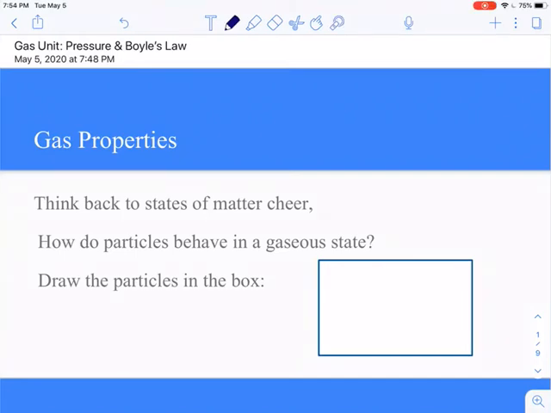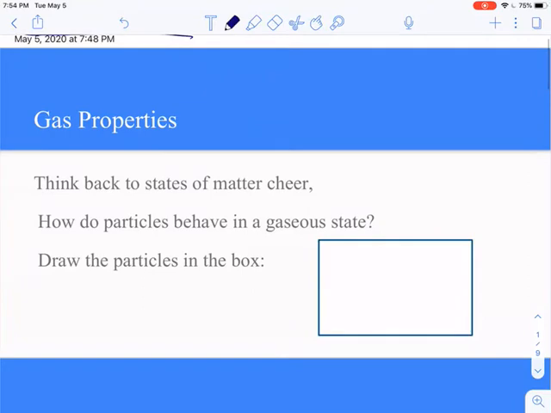Hello, scholars. Today we are starting a new unit, which will be all about gas. Specifically, today we're going to talk about pressure and Boyle's law. So please take out a sheet of paper and a pencil, and you can label your notes gas unit, pressure, and Boyle's law.